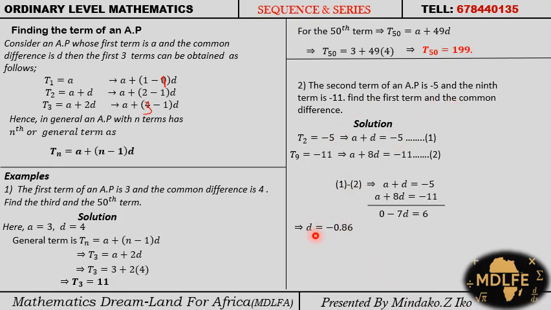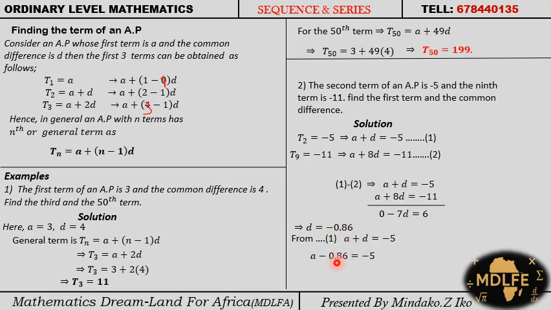So this is my common difference. Now, from any of the equations I can substitute D to get A. Hence, from equation 1, A plus D equals -5. If I substitute my D, which is -0.86, I will have my A.